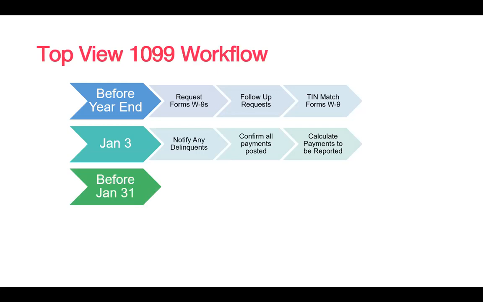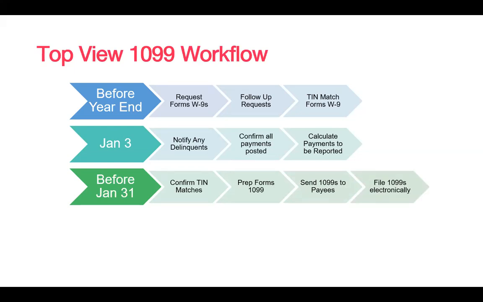And then throughout this month, you're creating and preparing all your 1099s. Before the 31st, you want to make sure all your TIN matches have been completed, prep your forms, and send them out to the payees. I do recommend sending them electronically if you can, but you may have to send them by paper, and then file them electronically. It is so much easier to do so. I highly recommend that over trying to do it by paper, which means you then have the January 31st deadline.